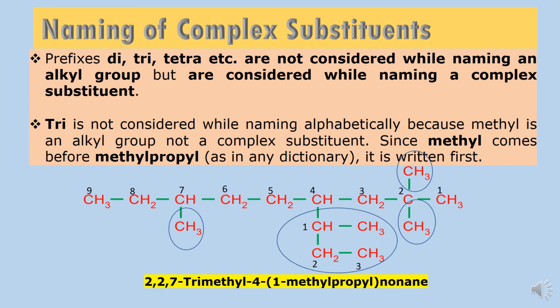Di, tri, if they are part of the name of a complex substituent, then only they are to be considered in alphabetical order. For simple substituents like methyl, ethyl, propyl, if they are not branched, then no need to consider their number di, tri, tetra in alphabetical order.